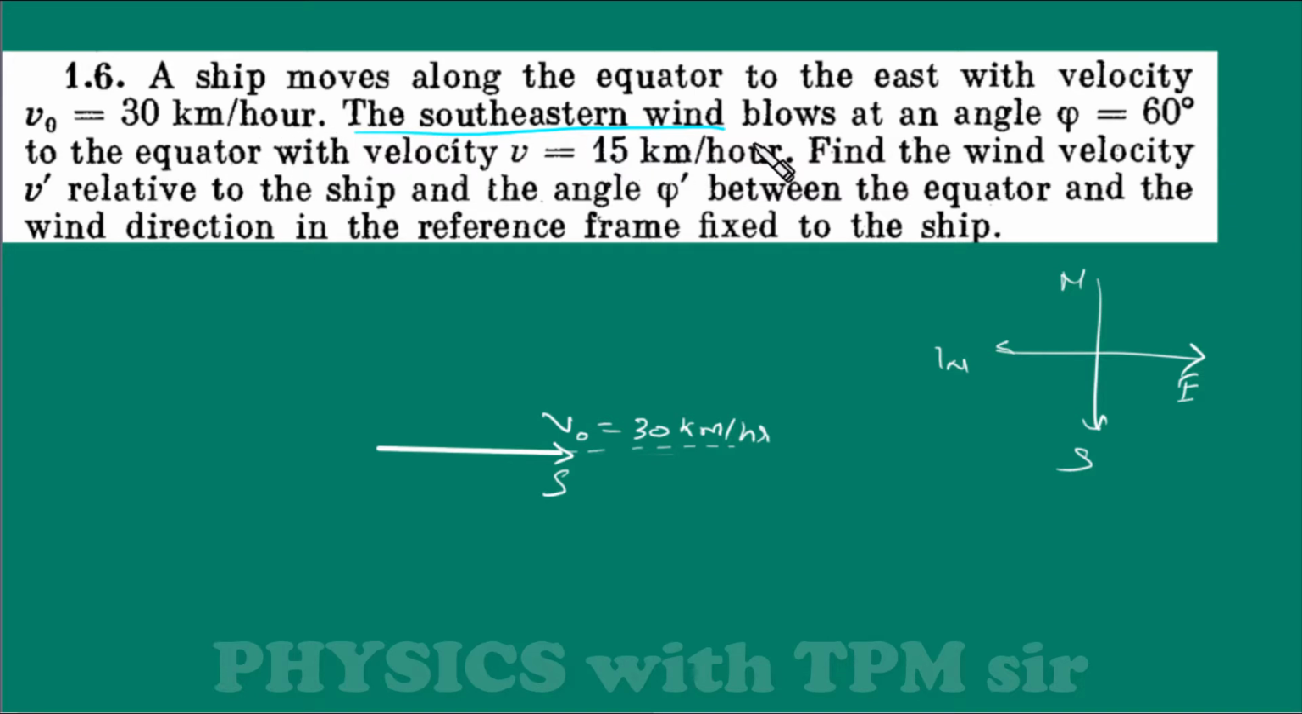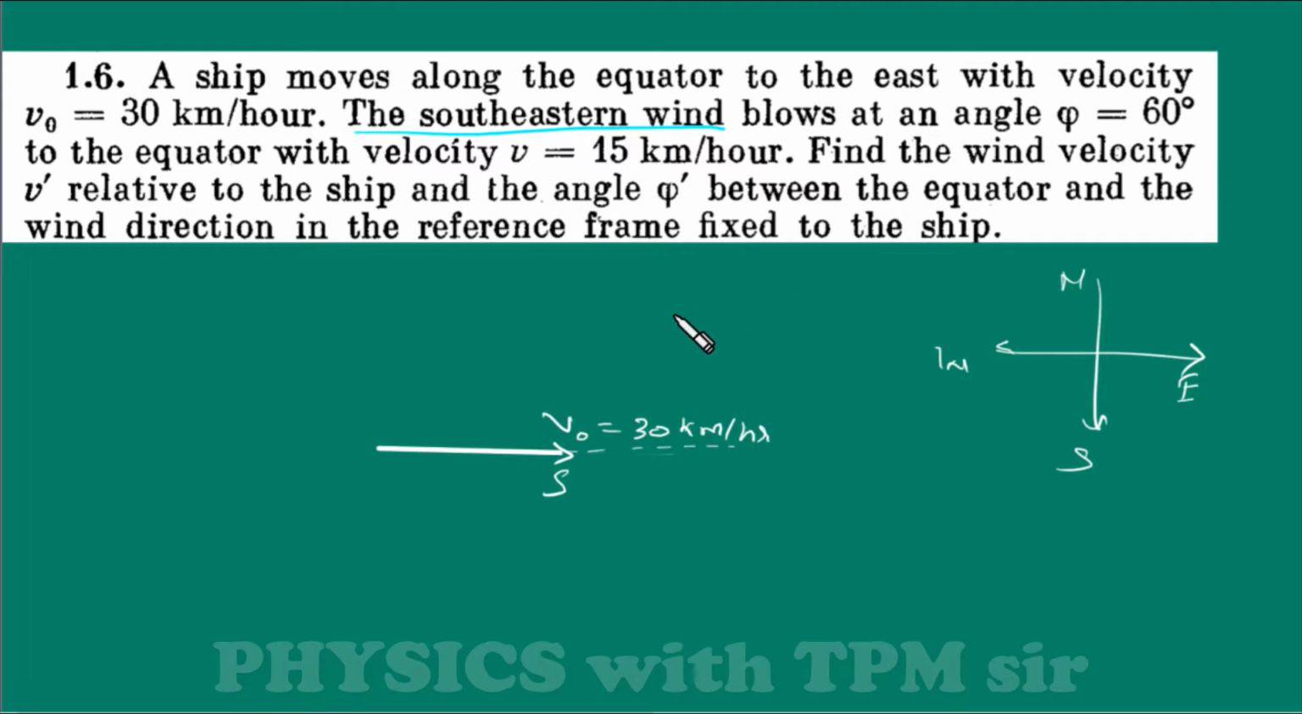The southern eastern wind blows at an angle 60 degree to equator with velocity 15 km per hour. Find the wind velocity relative to the ship and the angle made by the equator and the wind direction in the reference frame attached to the ship. Actually, everything we need is with respect to the ship. We need to find the velocity of wind with respect to ship.